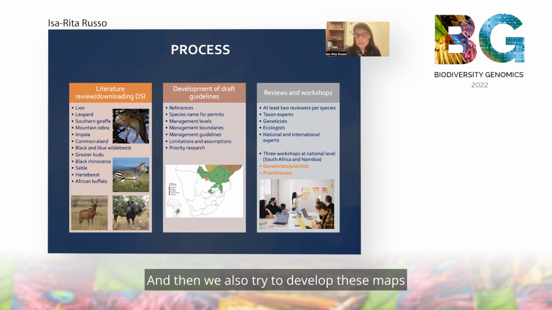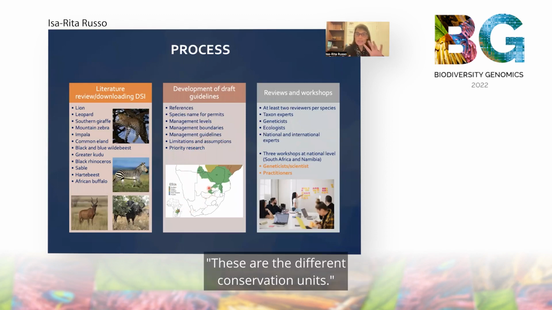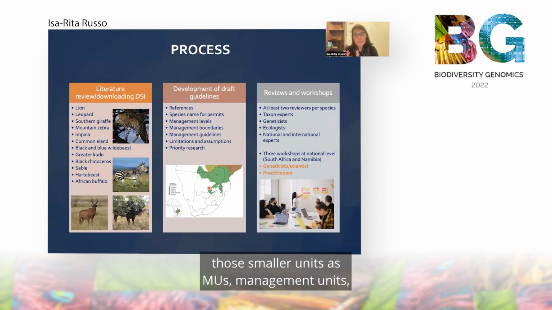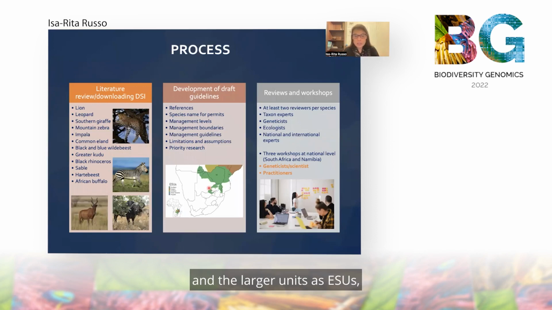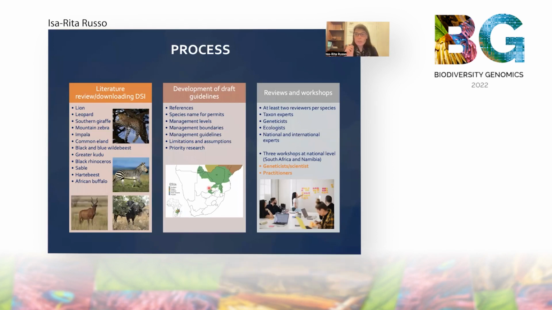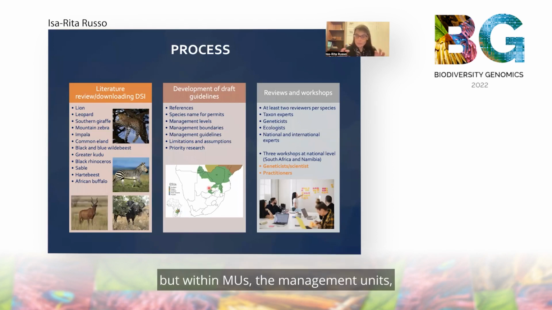And then we also try to develop these maps indicating conservation units based on the genetic information to say these are the different conservation units, and within these conservation units there's also some smaller units. We generally refer to those smaller units as MUs, management units, and the larger units as ESUs, evolutionary significant units. And we don't generally mix animals between ESUs, but within MUs, the management units, we can move individuals.